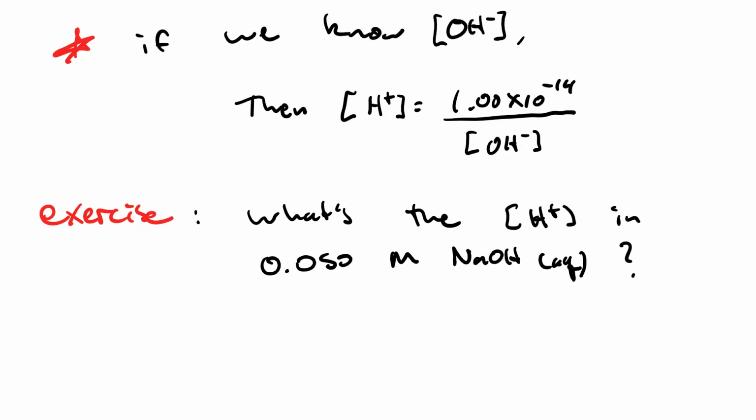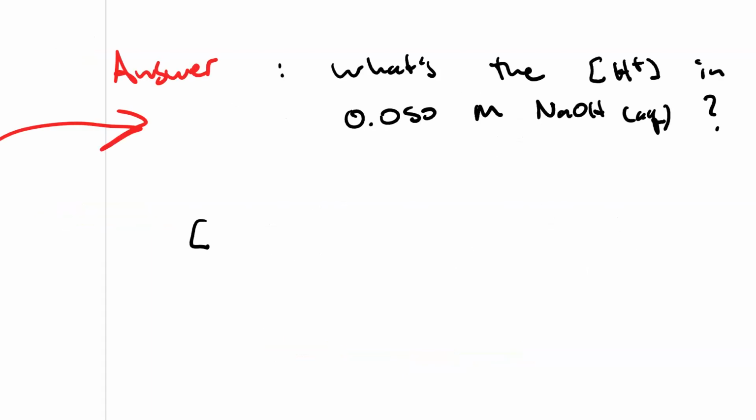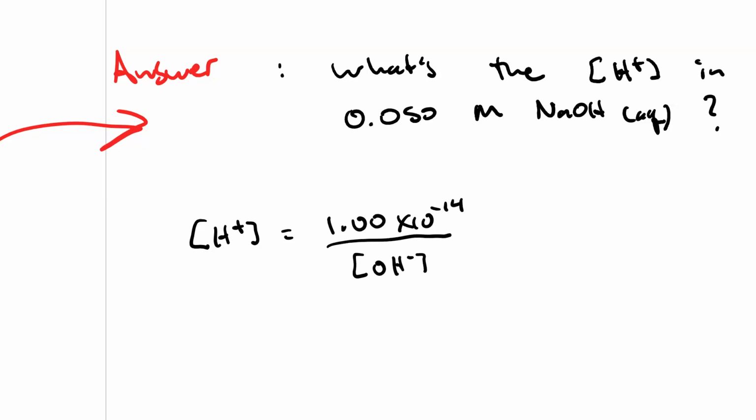Here's an exercise. What is the H plus concentration in a 0.050 molar sodium hydroxide solution? Well, we just derived an equation. See above. Pause and work. When you're done, check your answer against mine. So the equation we're going to use is concentration of H plus ion equals Kw, 1.00 times 10 to the negative 14th, divided by the hydroxide ion concentration.